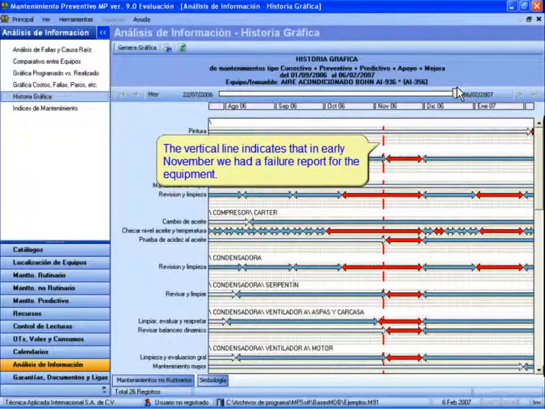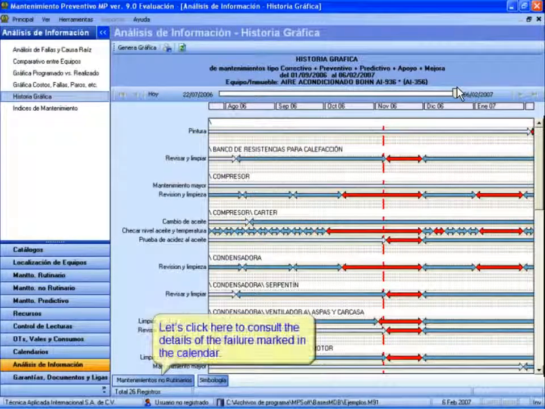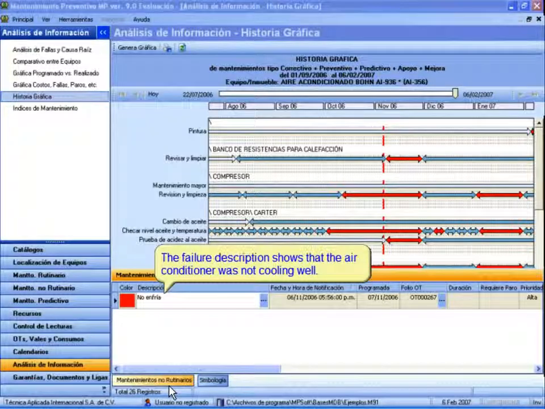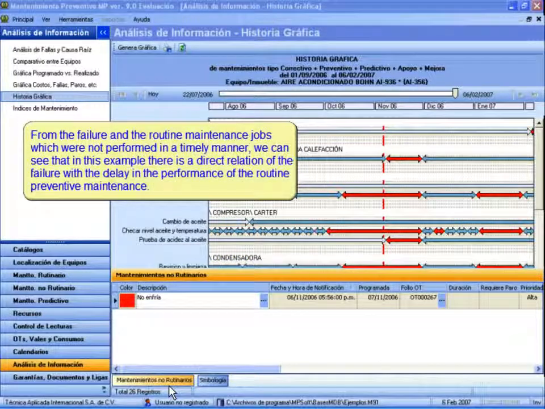The vertical line indicates that in early November we had a failure report for the equipment. Let's click here to consult the details of the failure marked in the calendar. The failure description shows that the air conditioner was not cooling well. From the failure and the routine maintenance jobs which were not performed in a timely manner, we can see that in this example there is a direct relation of the failure with the delay in the performance of the routine preventive maintenance.